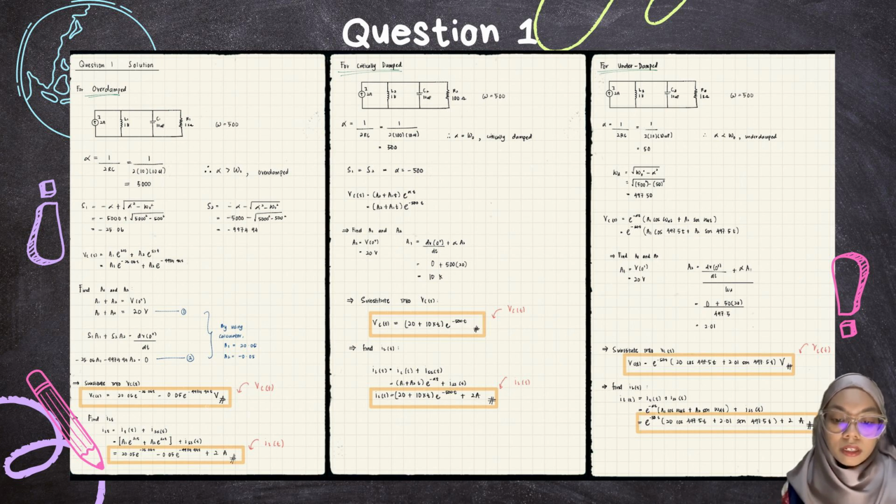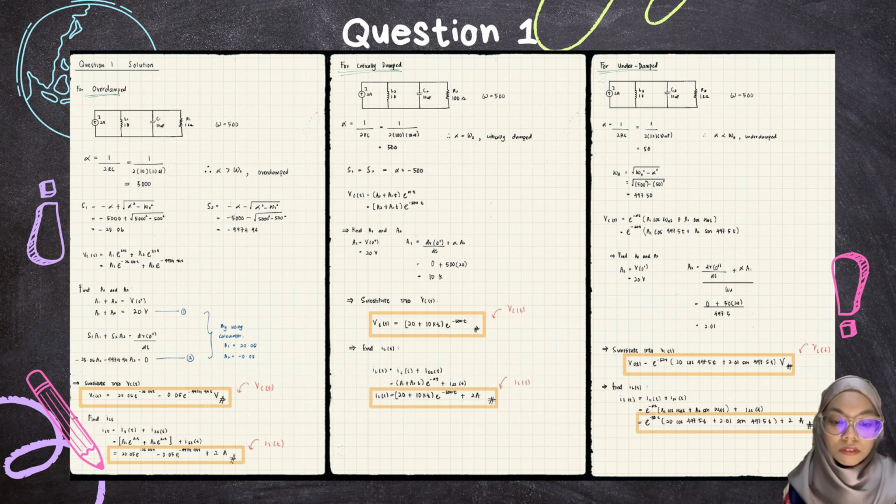We need to find only A1 and A2 for critically damped. After we have found A1 and A2, we can substitute them into the VCT equation for critically damped, which is A2 plus A1t e to the power of negative alpha t.